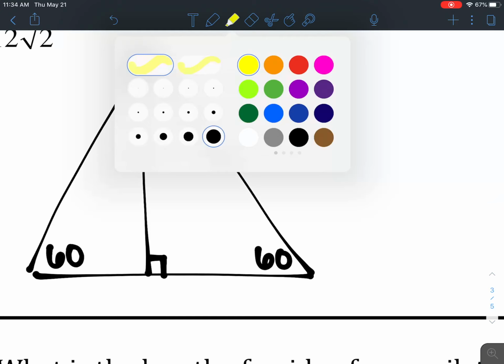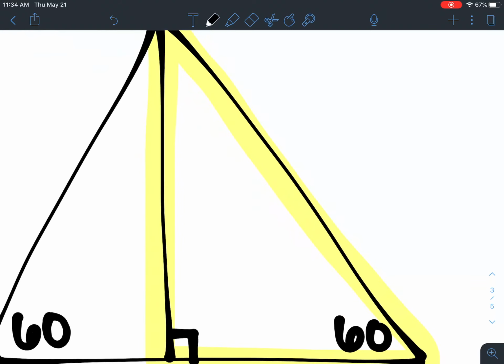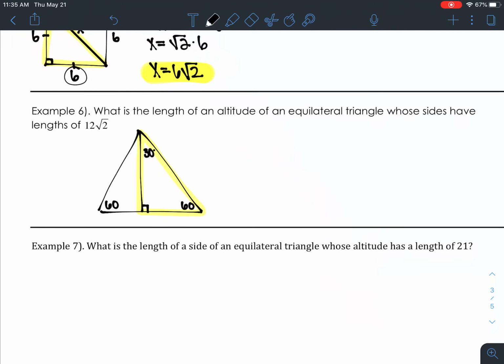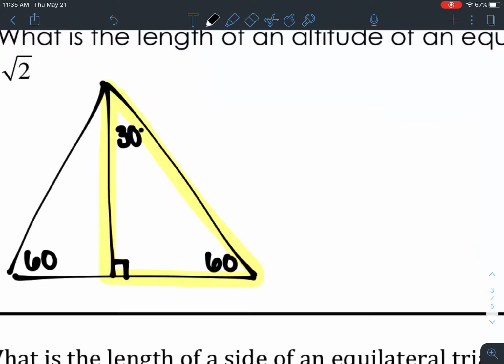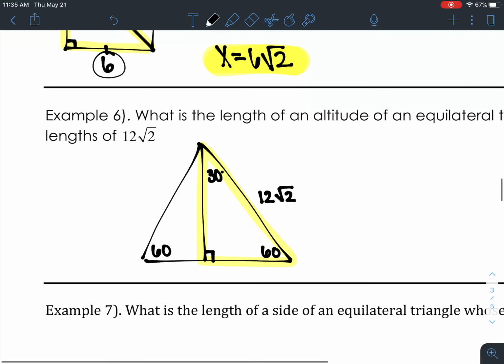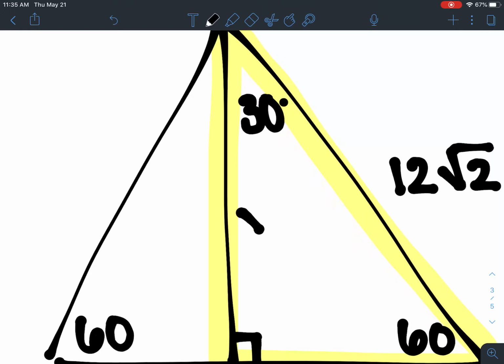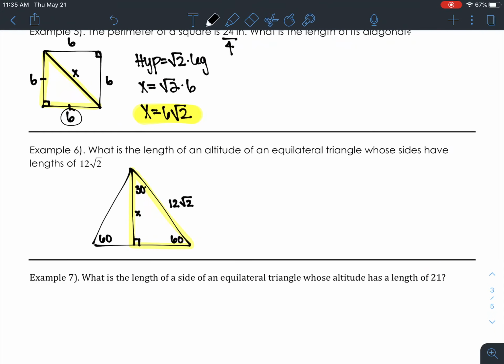So if we take a look at just one of these triangles within that equilateral triangle, this is now a 30, 60, 90 triangle, which means that we can use our hypotenuse formula and our long leg formula. So what the rest of this question is saying is that the sides have lengths of 12 root 2. So this side length right here is 12 root 2. And what it's asking us to find is our altitude, right?